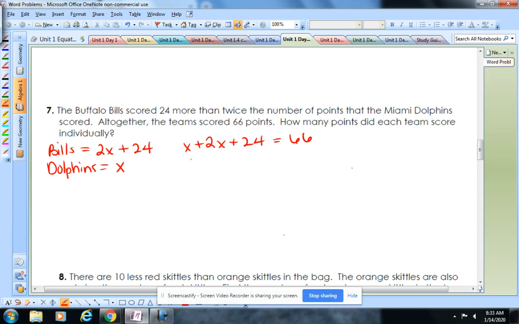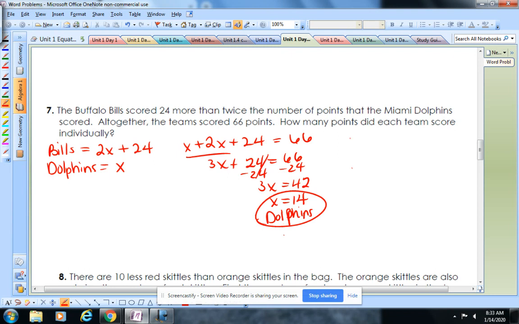All right, so I'm going to solve it real quick. I got 3x plus 24 equals 66. I subtract 24 on both sides and get what? 42. Divide by 3 and x equals 14. And that's how much, who scored? The Dolphins scored, I can spell Dolphins, 14 points, which is possible in football for sure, right? There's some scores that are not possible in football. And then 2 times 14 plus 24 is 28 plus 24, which is how much? 52 points for the Bills.